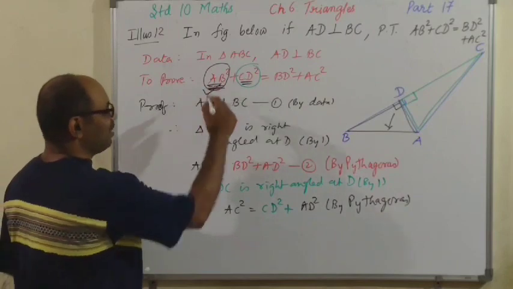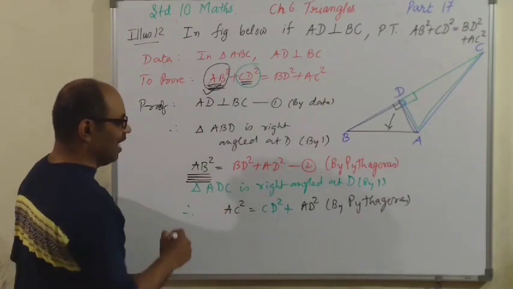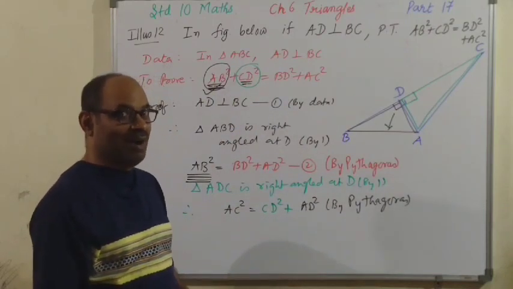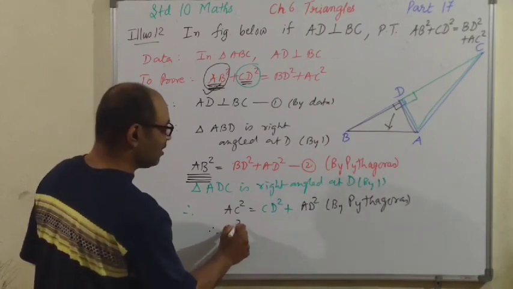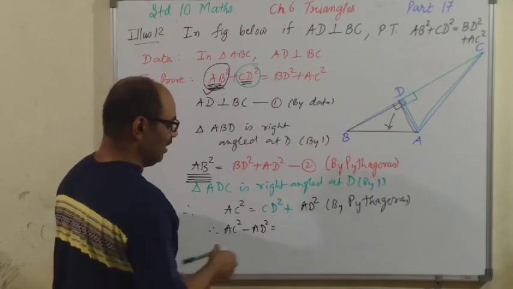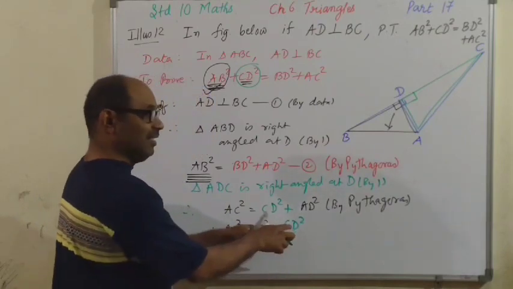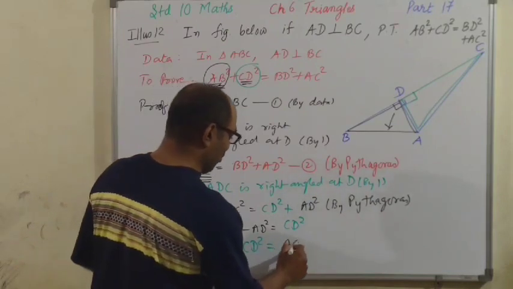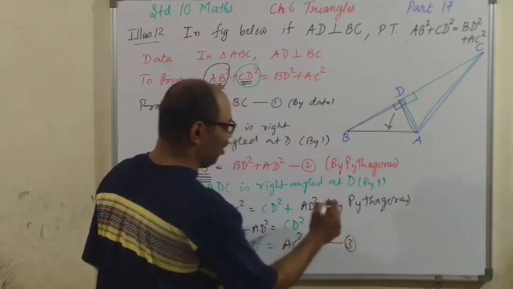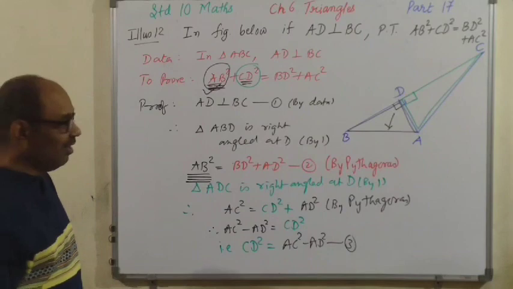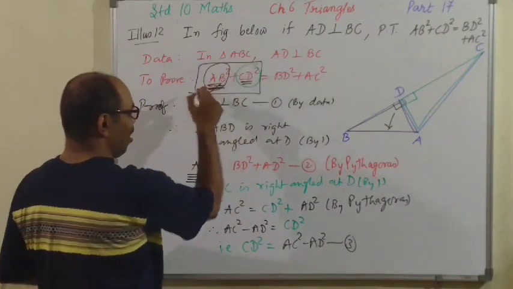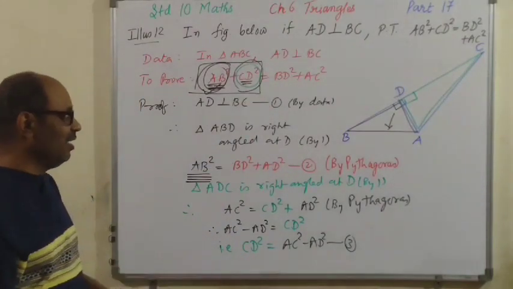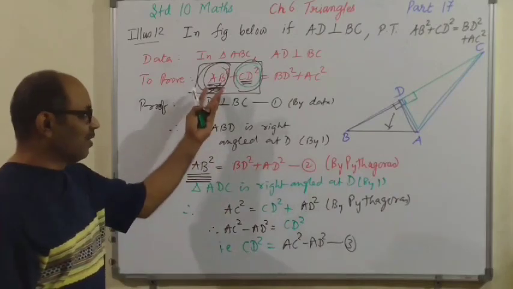Children, I got AB square in result 2. Can you see it on the left hand side? But I didn't get CD square here. So I'll make CD square the subject of the formula. Therefore, AC square minus AD square is equal to CD square. But I want CD square on the left hand side, i.e. CD square is equal to AC square minus AD square. Now I shall call this result 3. Now you can get your left hand side because you got AB square in result 2 and CD square in result 3. So by 2 and 3 you can get your left hand side.